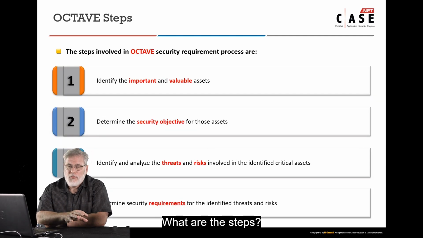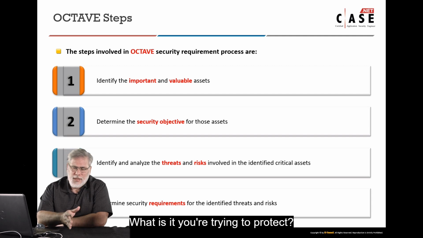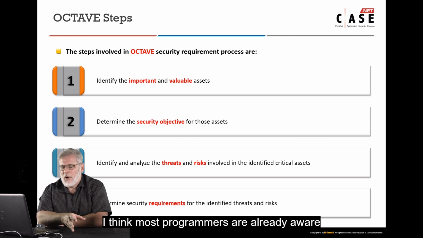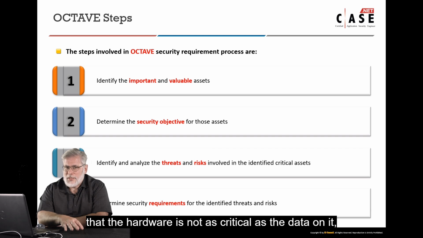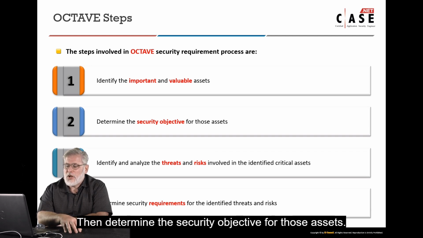What are the steps? First of all, just identify your important and valuable assets. What is it you're trying to protect? I think most programmers are already aware that the hardware is not as critical as the data on it. But which data is most important? Then determine the security objective for those assets.